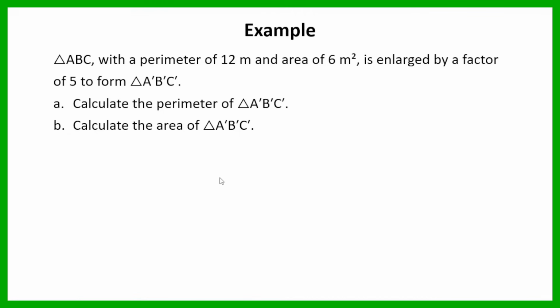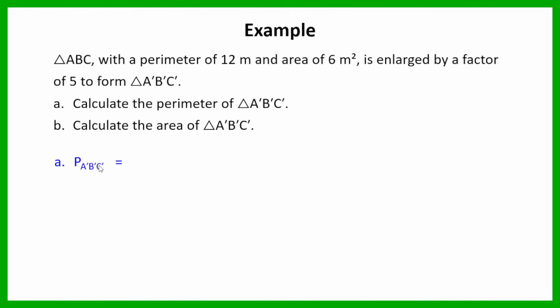We need to work out what the perimeter of the image of ABC is after the transformation. Okay, so first of all, we need to use what we know about what happens to the area and perimeter when we're working with enlargements and reductions. Okay, so to work out the perimeter, we're going to take the perimeter of the original shape.